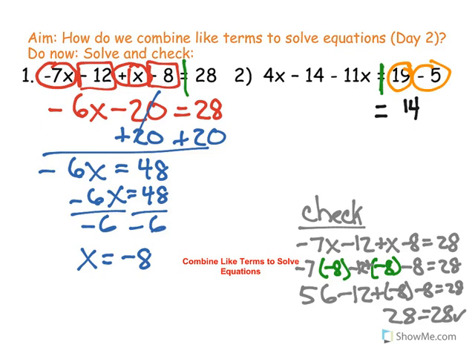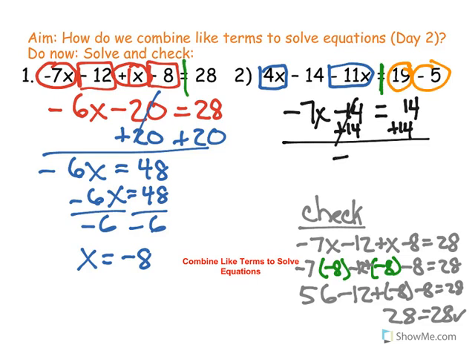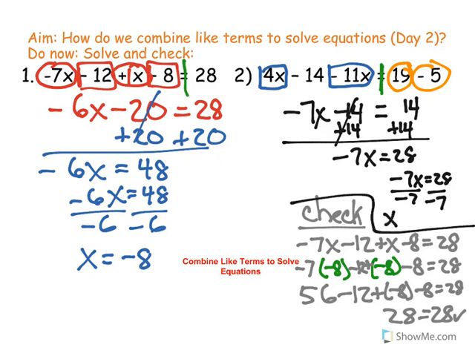Where do I see like terms over here? Well, I've got 4x and negative 11x, right? And that's going to give me negative 7x. And then my negative 14 comes down. So I'm going to add 14 on both sides. All right, so that's going to give me negative 7x is equal to 28. I prefer to rewrite my one-step equations. Divide both sides by negative 7. And that gives me x equals negative 4.